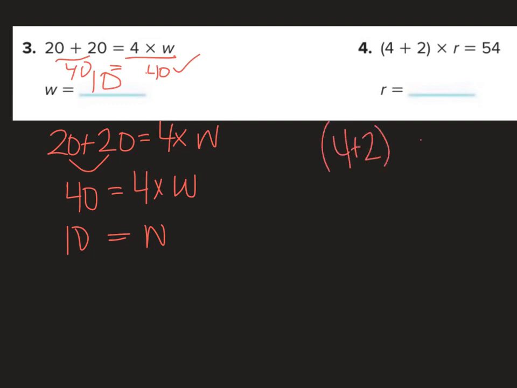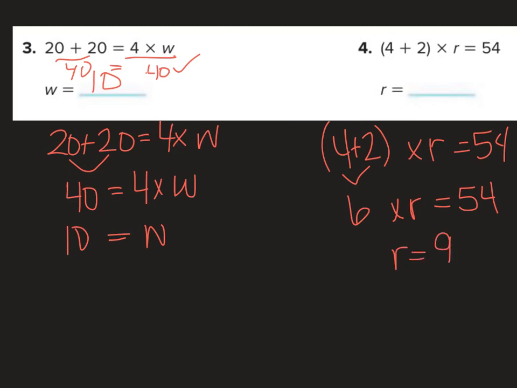All right, and over here, I'm going to do 4 plus 2, and I know I have to do it first because I see those parentheses. Okay, 4 plus 2 is 6 times r equals 54. So here we're saying 6 times what is going to give us 54. So I know that 6 times 9 is going to give me 54. So r equals 9. Okay, let's double check. So 4 plus 2 is 6. 6 times 9 is 54. Checks out.